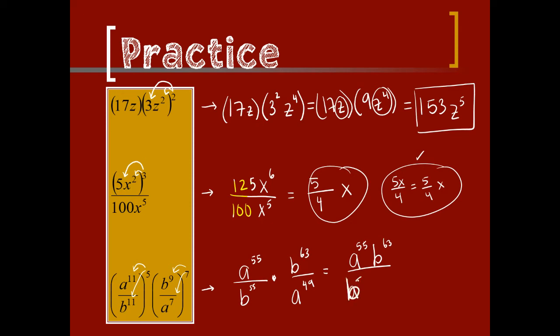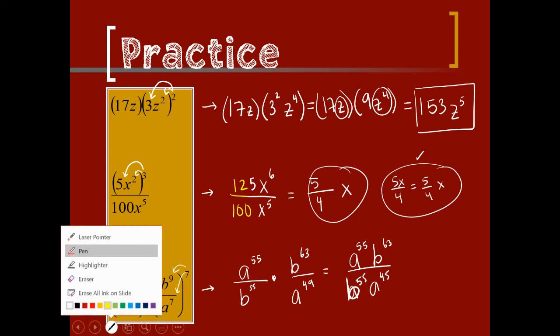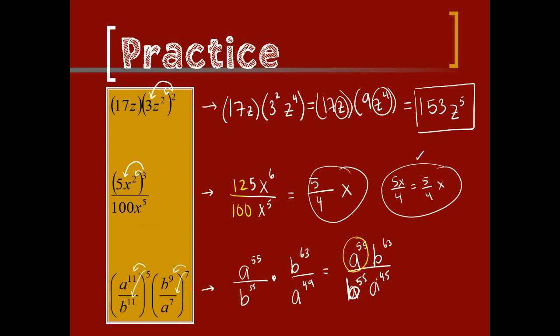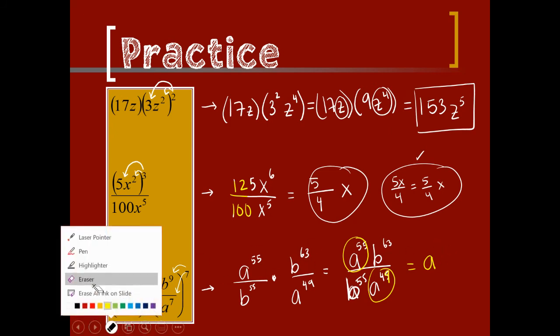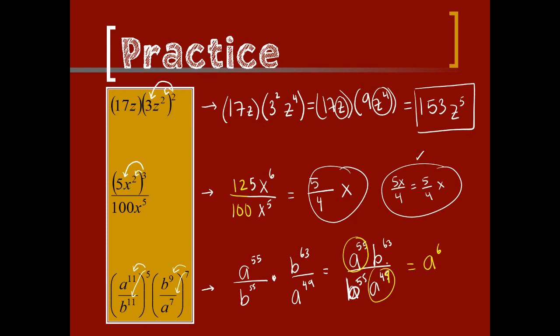Sorry, that's a b. And then I'm able to actually do some simplification here, right? So I have this a and this a. So I'm going to end up with just a to the 10th, right? 55, this is 49. I can't read my own handwriting. So that would be what, 6? And then I can focus in on the b's, 63 and 55. I have 63 in the numerator and 55 in the denominator. I'm going to have just 8 in the numerator left, b to the 8. Right, not too bad.